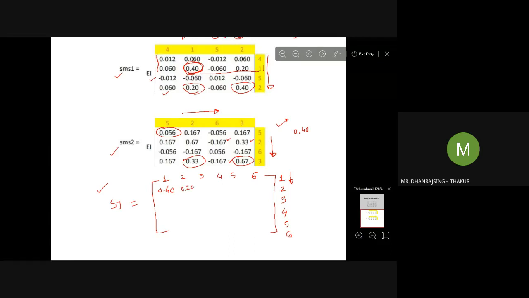Then similarly 1 to 3. See the SMS 1 matrix. What is the value of 1 to 3? There is a 1, but there is no 3 in SMS 1. And there is a 3, but there is no 1 in SMS 2. So what is the value of 1 to 3? 0. 1 to 3 is 0. In this way, you have to assemble this matrix.